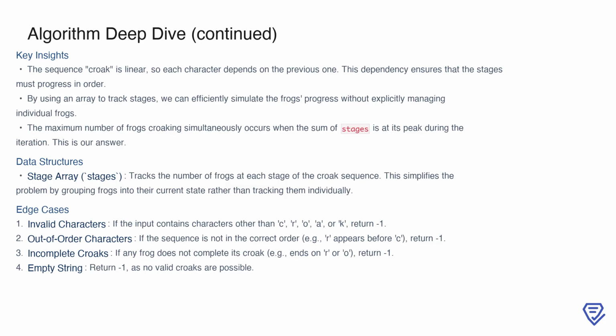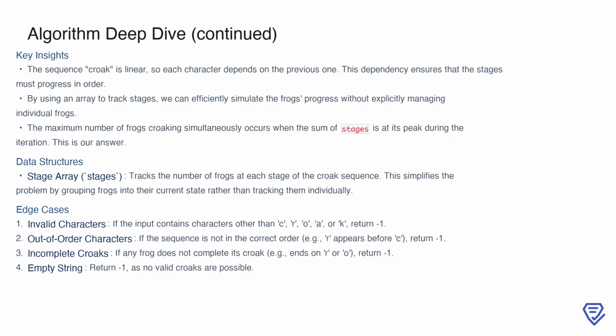The problem revolves around the dependency between the characters in the word croak. Since the sequence is strictly linear, each character depends on the one that came before it. This ensures that the stages must progress in a specific order. Using an array to track the stages allows us to efficiently simulate the progress of all frogs without explicitly managing each one individually. The maximum number of frogs croaking at the same time can be determined by observing when the sum of the stages array reaches its peak during the iteration. This peak value gives us the answer.